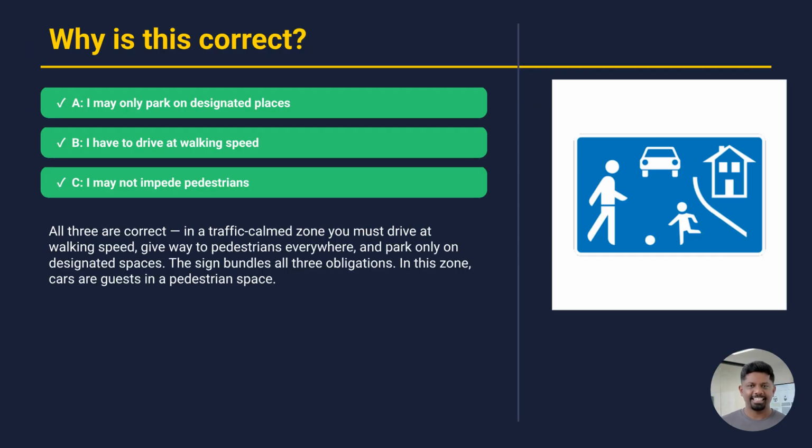All three are correct. In a traffic calm zone, you must drive at walking speed, give way to pedestrians everywhere, and park only on designated spaces. The sign bundles all three obligations. In this zone, cars are guests in a pedestrian space. All right, let's move on to the next question.